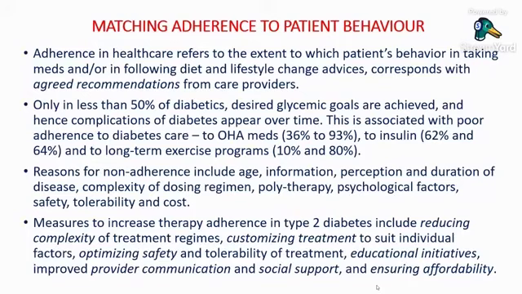The measures that can be considered for increasing therapy adherence in type 2 diabetes would include broadly reducing complexity of treatment regimen, and, very important, customizing treatment to suit individual factors in each patient. That can also be considered personalized medicine, precision medicine, whatever you call it. Also optimizing safety and tolerability of treatment, educational initiatives, improved provider communication and social support, and last but not the least, ensuring affordability. These broad themes are to be considered in all our attempts at measuring adherence and intervening to improve or optimize adherence. I think that is the last slide.